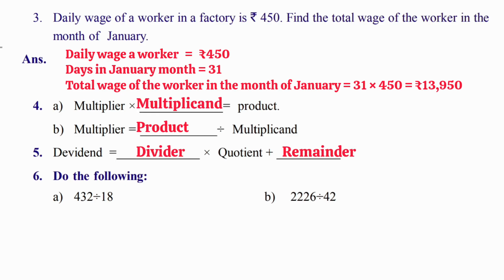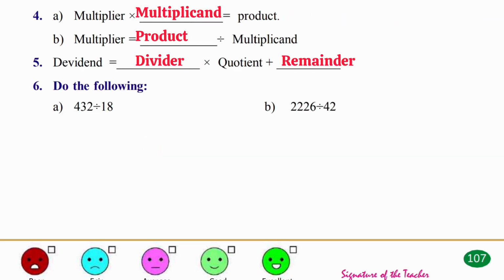Okay, let's move on to the fourth question, which is: multiplier into dash equal to product. Multiplier into multiplicand equal to product. Next one, multiplier equal to dash divided by multiplicand. Multiplier equal to product divided by multiplicand. Next one, dividend equal to dash multiplied by quotient plus dash. I already told you this formula. So dividend equal to divider into quotient plus remainder.